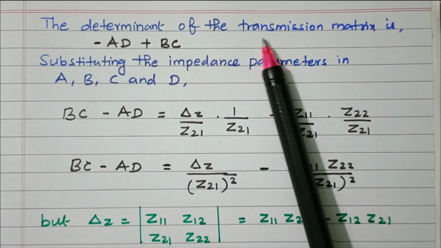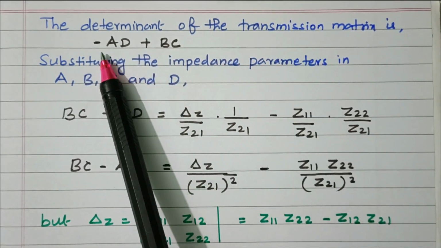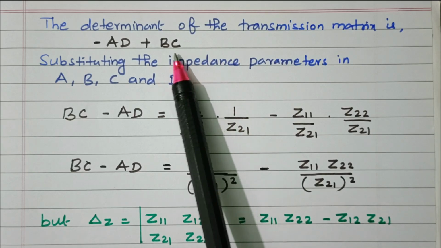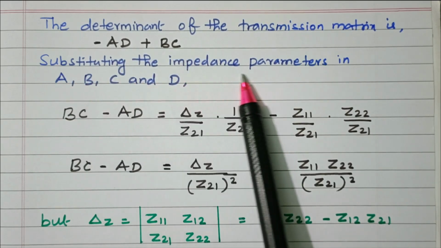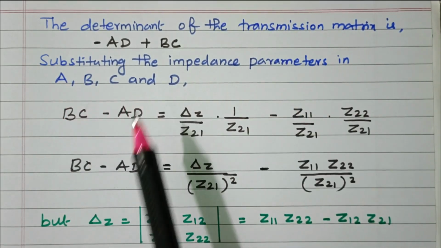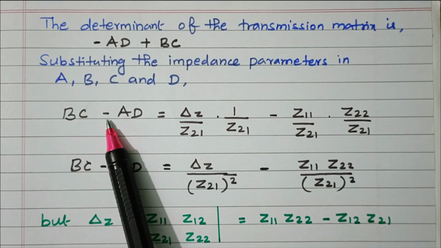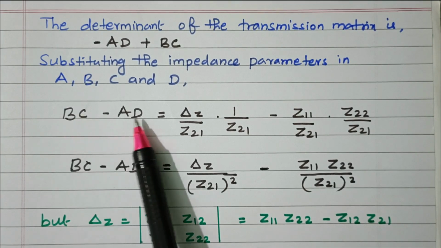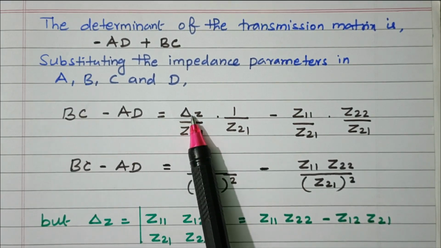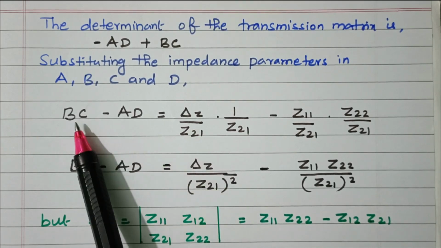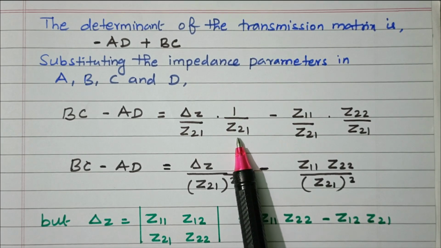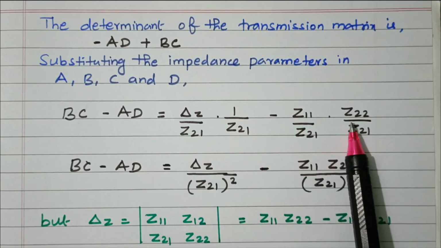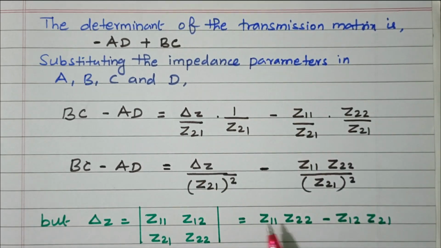The determinant of the transmission matrix, that is the ABCD matrix, is nothing but AD minus BC, right? The separate video is available, so in that it is clearly given. Now substituting the impedance parameters in A, B, C and D, that is BC minus AD. Now we'll substitute the value of B, C, A and D one by one. So B is nothing but delta Z divided by Z21. C is nothing but 1 divided by Z21. A is nothing but Z11 divided by Z21. D is nothing but Z22 divided by Z21. Right. Now we simplify this.